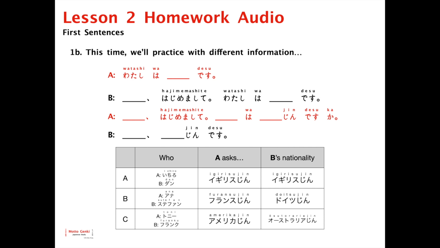Right, very good. So this time we will switch. So I will be B and you can be A. Starting in 3, 2, 1.